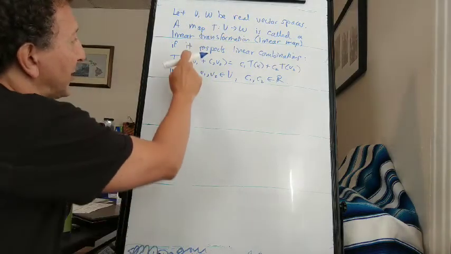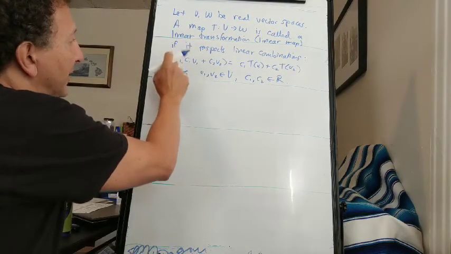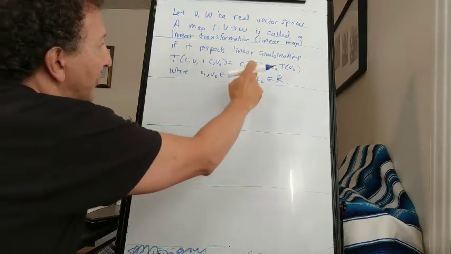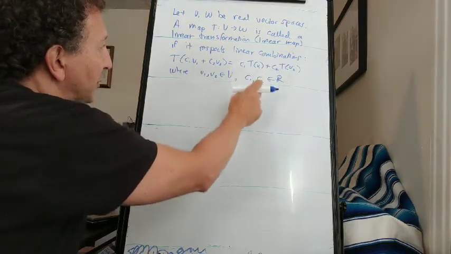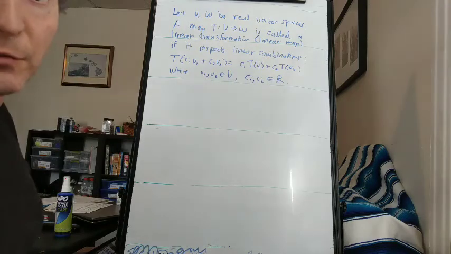So this says that we can do scalar multiplication and addition before applying the map, or we can apply the map first to the vectors and then do scalar multiplication and addition afterward. It doesn't make a difference, we get the same answer.